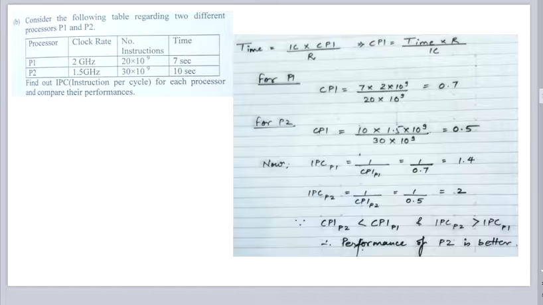Now we have to calculate IPC, instructions per cycle. Instructions per cycle will be the reciprocal of clock cycles per instruction. Hence for P1 IPC will be 1.4, for P2 IPC will be 2. Now we have to compare their performances. Performance is compared on the basis of IPC or CPI. Since the CPI of processor 2 is less, or the IPC of processor 2 is more, we can say the performance of processor 2 is better.